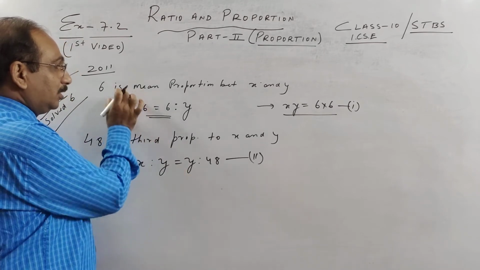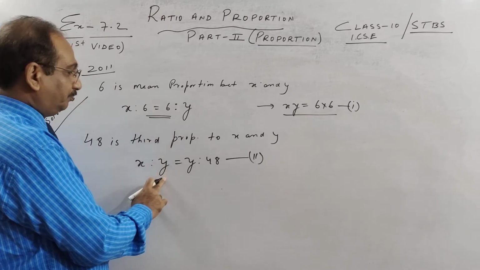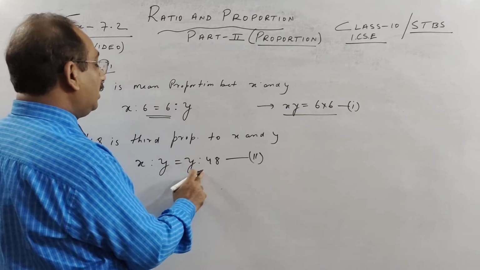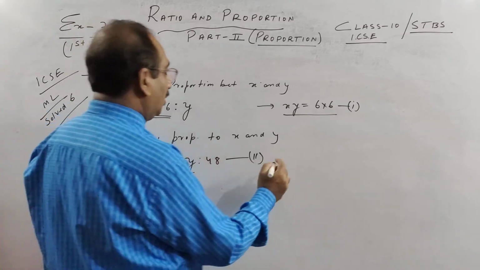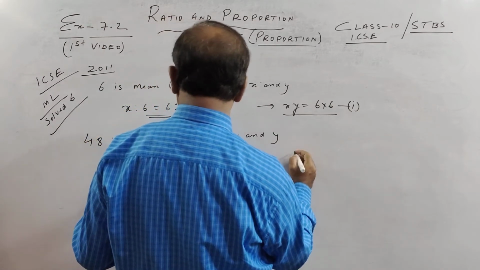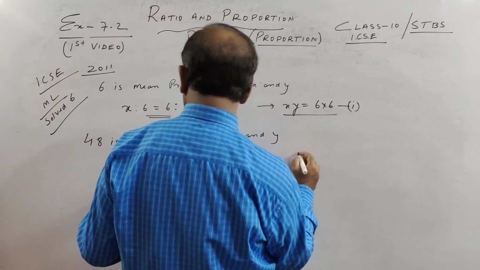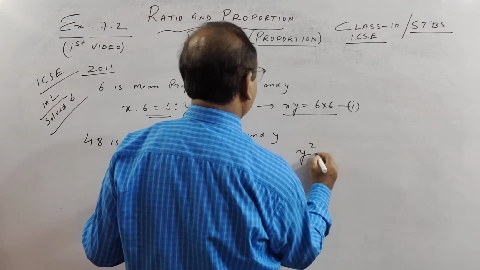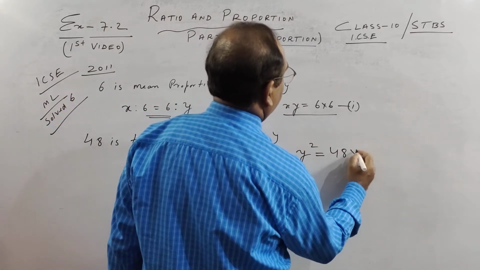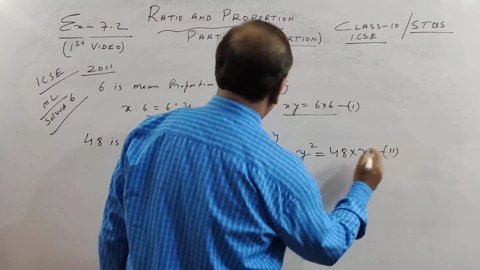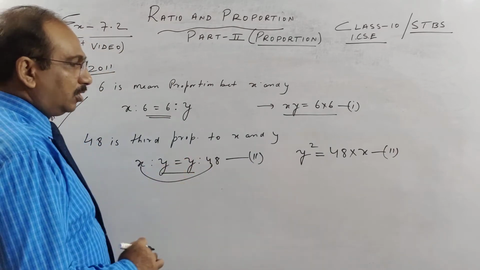Check here. 48 is the third proportional. X is to y is to y is to 48. This is the third term. First term, second term is repeated, third term. Let us see product of extremes. So here we get y square, the product of means, is 48 into x. This is equation 2. So here we have to solve for x and y.